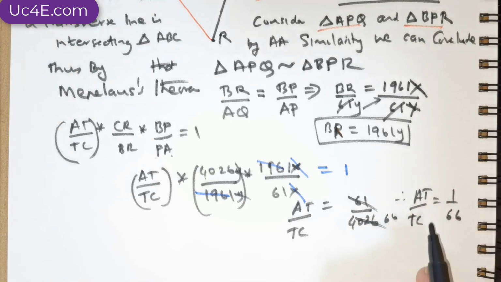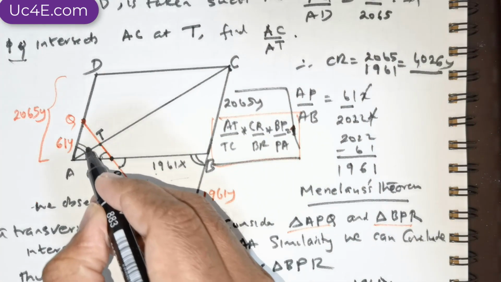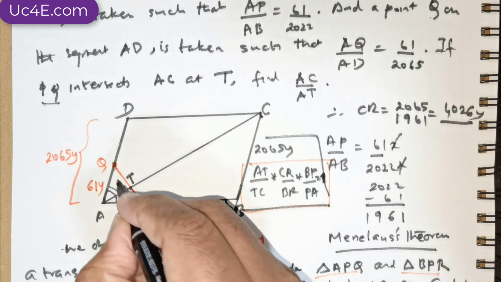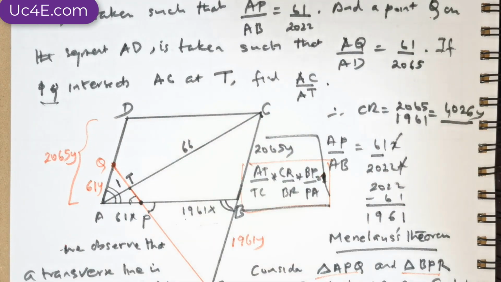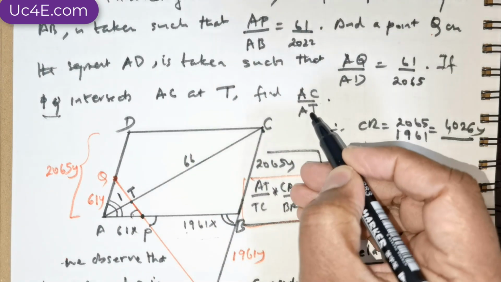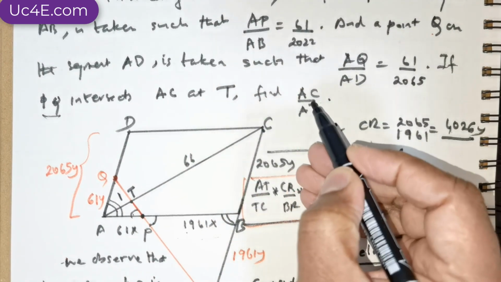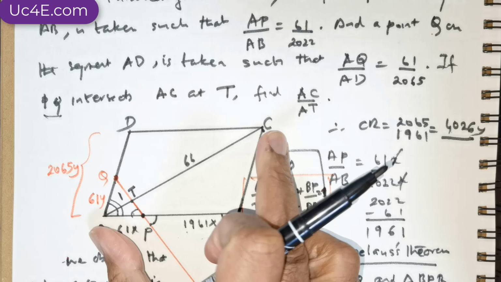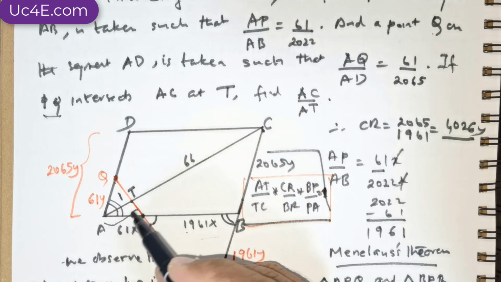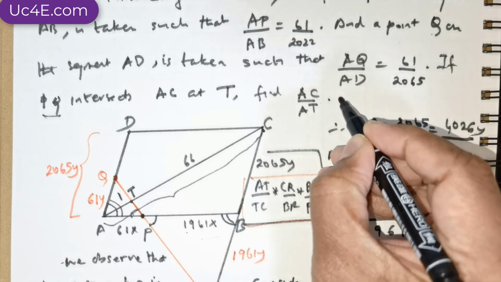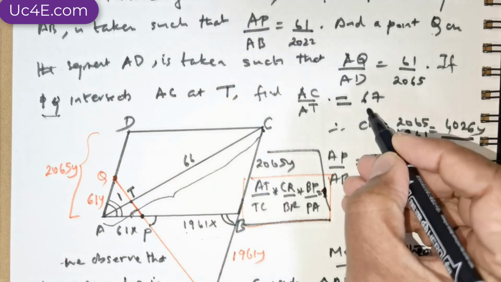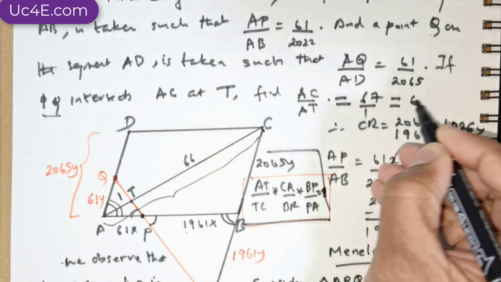Now let's go back to the figure. Now watch here. AT over TC is 1 over 66. So the ratio is 1 over 66, but we are expected to find AC over AT, right? Now AC, what is AC? AC is going to be, let me write the answer here, that's going to be 67, and AT is going to be 1. So the solution is going to be 67.